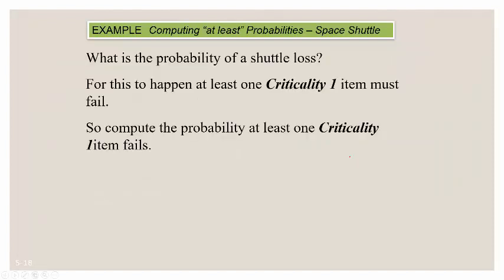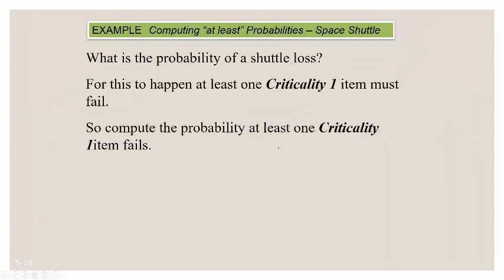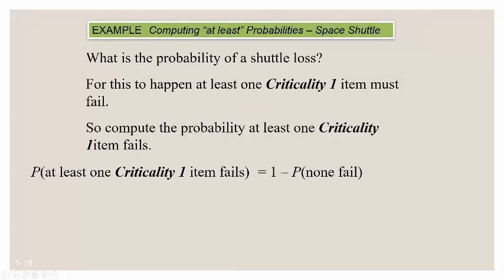Okay, so what is the probability of a shuttle loss here? All right, so for this to happen, at least one of the criticality 1 items must fail. Okay, because remember I said if a criticality 1 item fails, the shuttle is a loss. So compute the probability at least one criticality 1 item fails. Well, at least one, so you're going to do the complement. The opposite of at least one is that none fail. So it's 1 minus the probability that all 748 items work. Well, we know the probability the first one works is 0.9999.